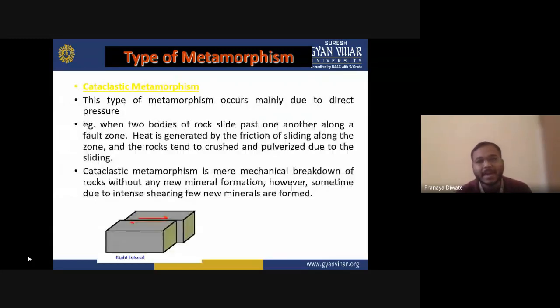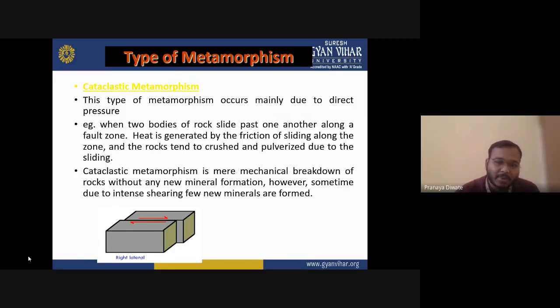There are different types of metamorphism, which we are going to see. One is cataclastic metamorphism. Cataclastic metamorphism is the type of metamorphism mainly due to pressure. When pressure is the main component involved, that is known as cataclastic metamorphism.